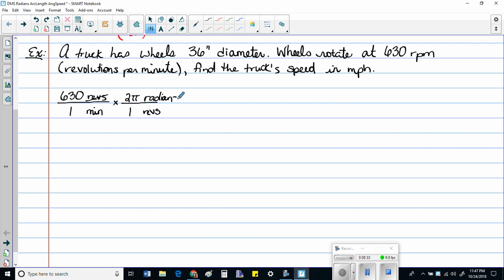Okay, where did I get that? I don't know why I wrote the whole word radians out. That was silly. 2 pi rad. Where did I get that? Well, think about it. 1 revolution means all the way around the circle. That also means 360 degrees or 2 pi. All right, so now the revolutions cancel.